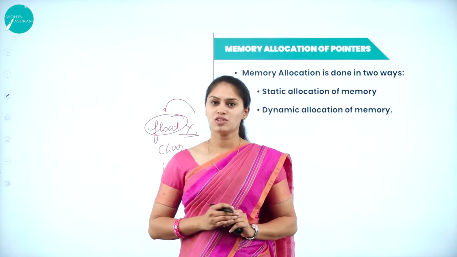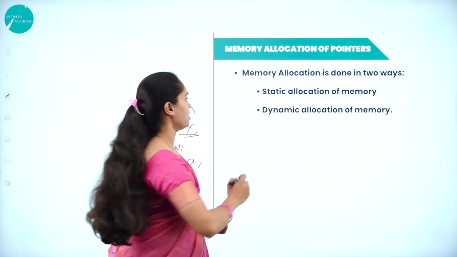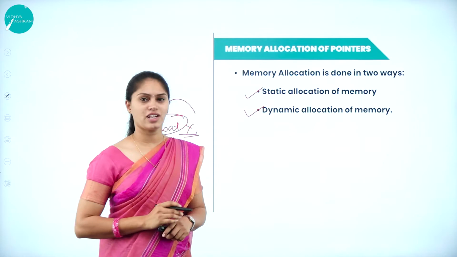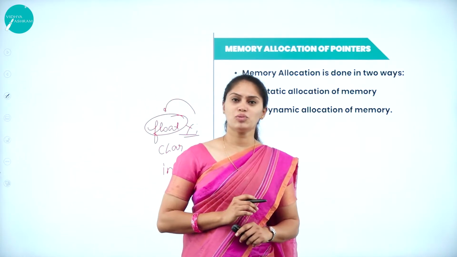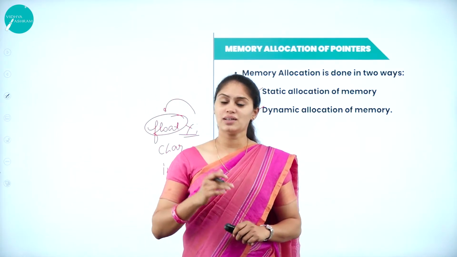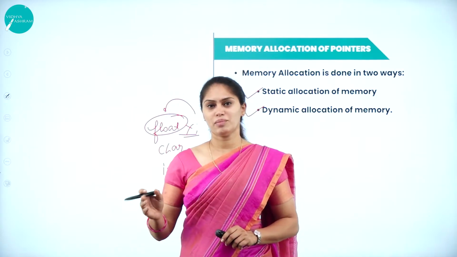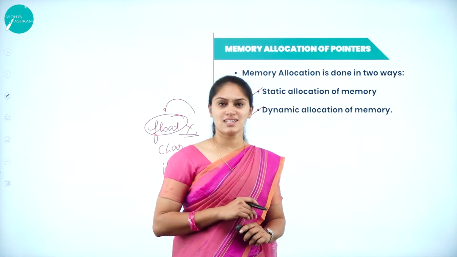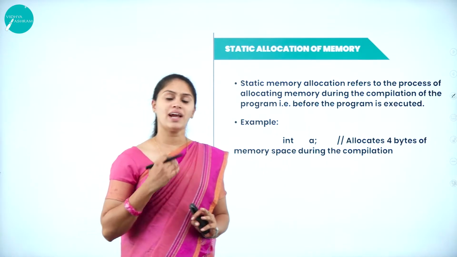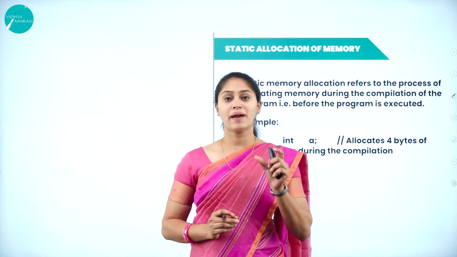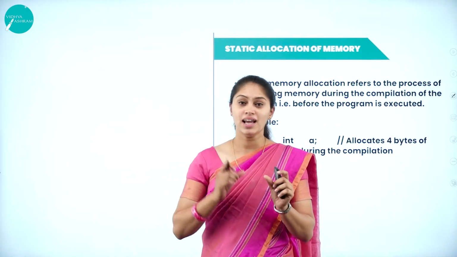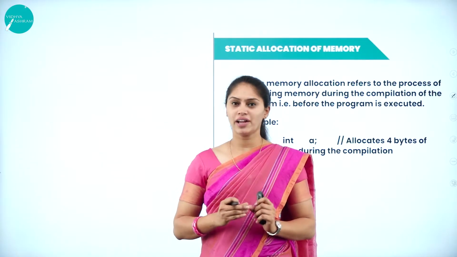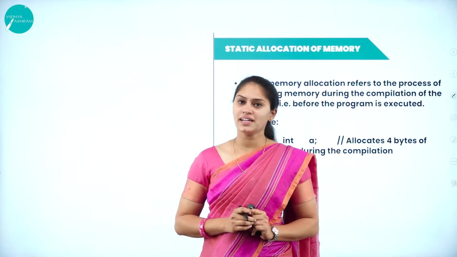There are two types of methods in order to allocate memory. That is static allocation of memory as well as dynamic allocation of memory. So what are the two methods that I have? Static allocation of memory as well as dynamic allocation of memory. We'll see static allocation of memory first. When I am declaring some variables, based on the data type of that variable, the compiler will allocate some memory space.